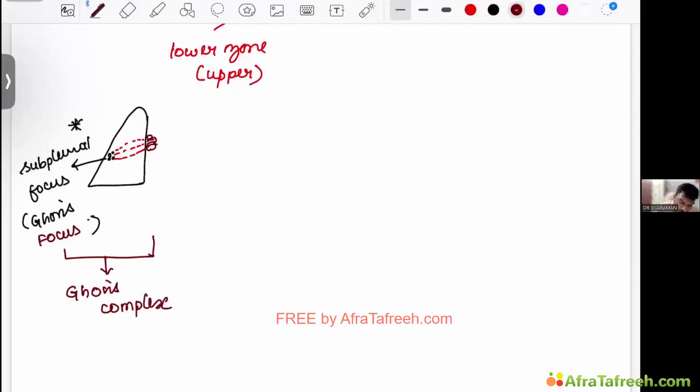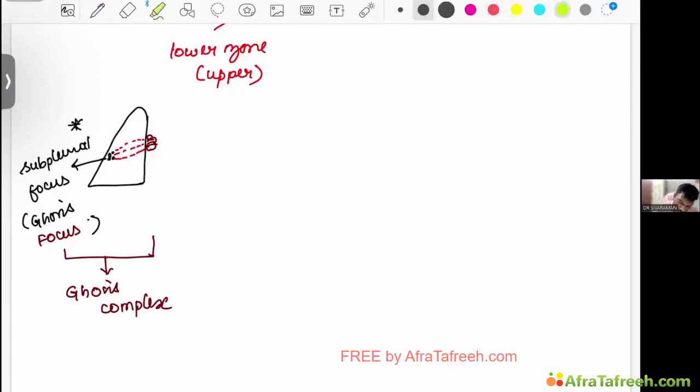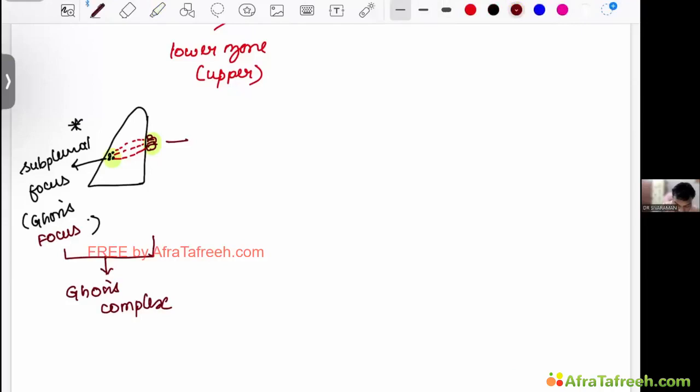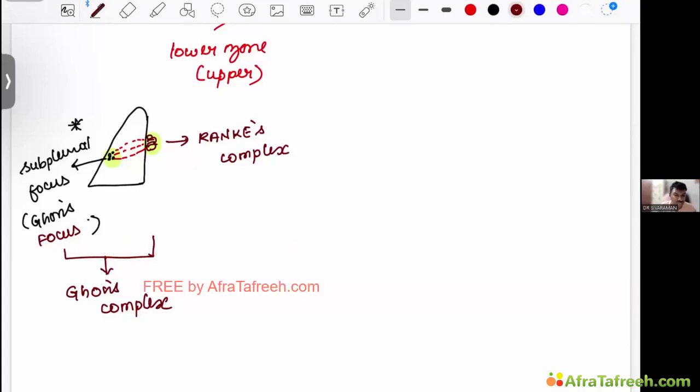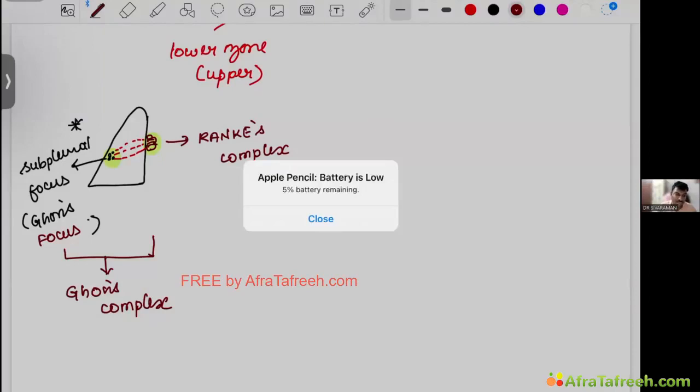Whenever this focus becomes calcified, this calcification is called Ranke's complex. Ranke's complex is the calcified primary focus. The primary or Ghon focus which gets calcified is called Ranke's complex. Very, very important thing.